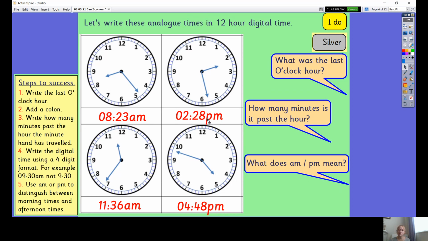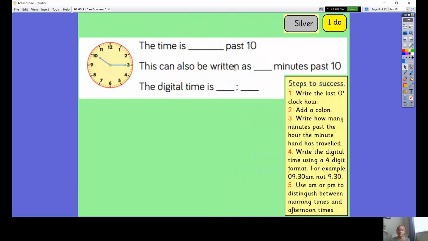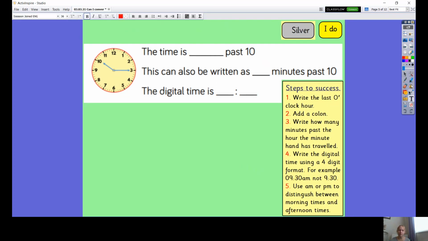Okay, so let's move on to the next one. We've got the time is something past 10. Now we know it's past 10 because the hour hand has just gone past the 10. It needs to be a little bit further on, really. So the time is how many minutes past 10? Well, starting at the 12, we count round 5, 10, 15 minutes past 10.